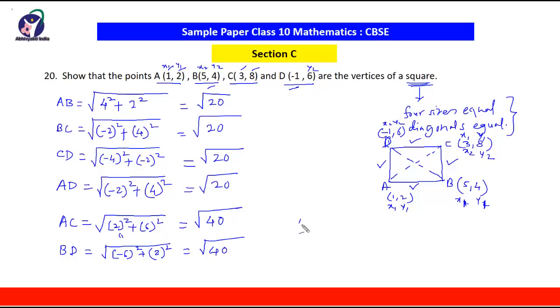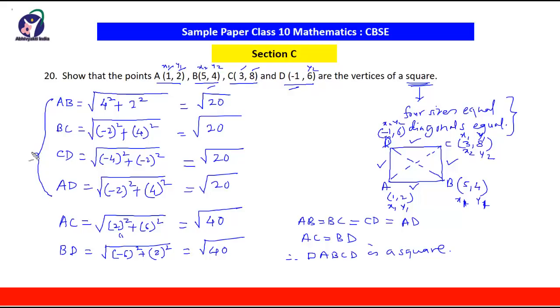And therefore here you will write the answer: AB is equal to BC is equal to CD is equal to AD, all four sides are equal, and AC is equal to BD, diagonals are equal, therefore quadrilateral ABCD is a square. Here the mark division will be like this: this will get 1 mark, this will get 1 mark, and this will also get 1 mark, so 3 marks will be divided likewise.